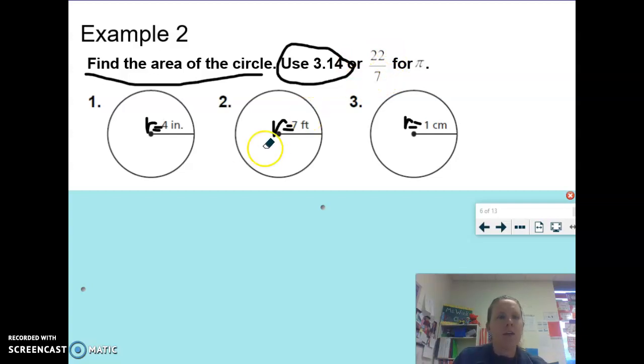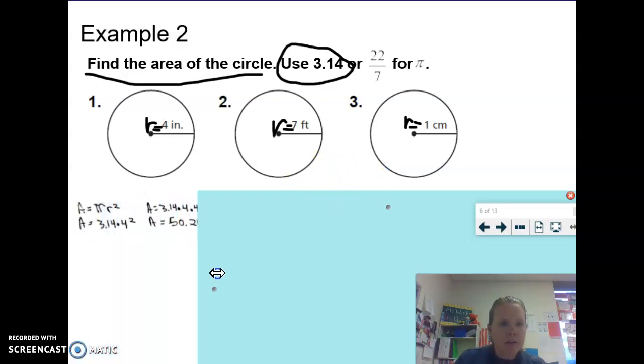Okay, so for example number 1, and all 3 of these actually, I end up having radiuses for every single one. So it's actually fairly easy in the sense that once I know what my radius is, I go to my equation and I just plug in that number. So for this first one, again, my formula is pi times radius squared. When I plug this in, my radius in this case is 4.